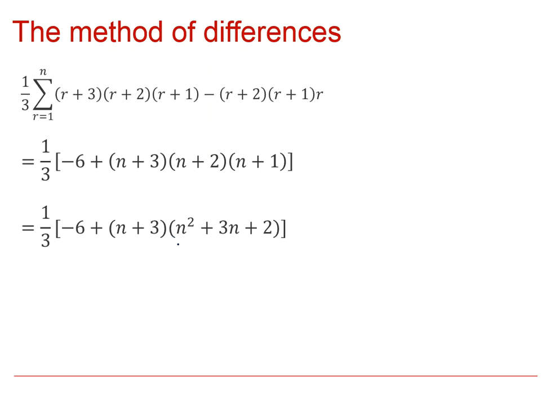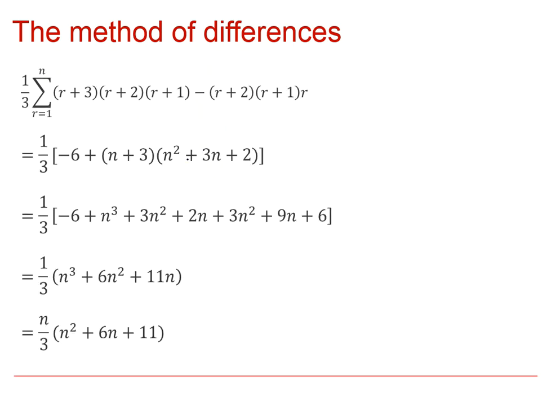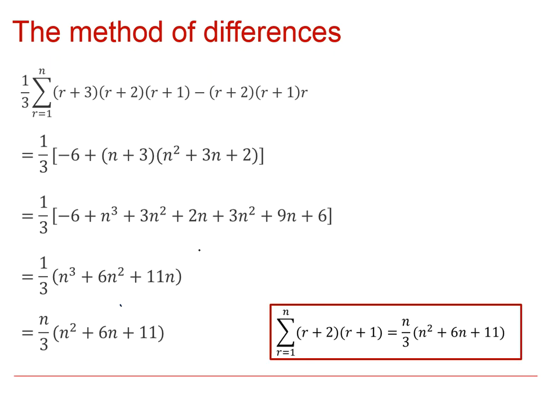And now I'm going to try and simplify this, rearrange it so that it looks a little bit nicer as an answer. So I've just multiplied out here. If you follow this through, I suggest you pause it, have a look at the algebra as you go through, and make sure that it all makes sense to you. And here is our final answer. The sum from 1 to n of r plus 1 times r plus 2 is n over 3 times n squared plus 6n plus 11.